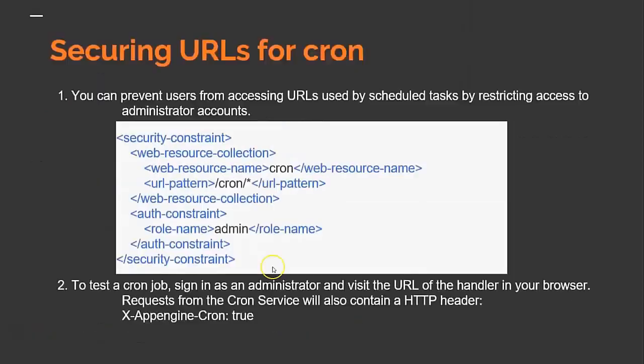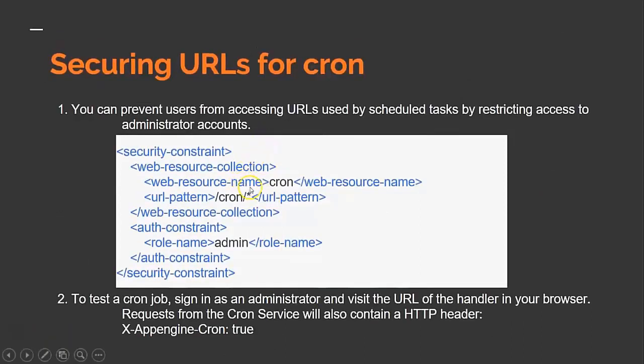In the same way, you can secure your cron by securing your URL. You can prevent users from accessing the URLs used by your scheduled tasks by restricting access to the administrator account. As an example, you would see in the web.xml file how to restrict everything starting with cron to admin only. Here I have defined the security constraints, where a web resource collection is defined and the web resource name is cron, while the URL pattern I am using is anything starting with cron. Next, the web resource collection ends here.